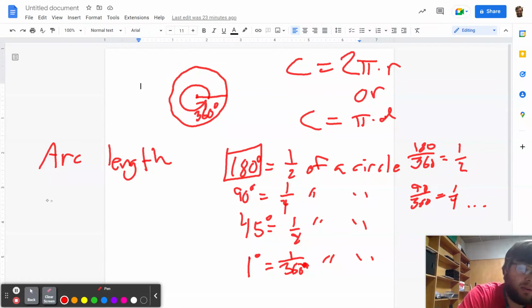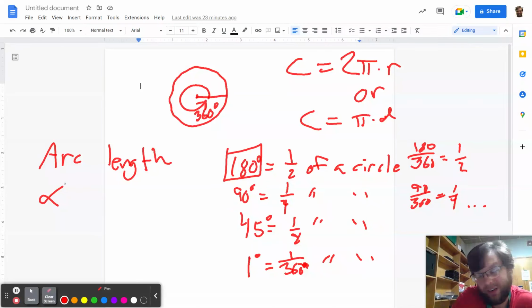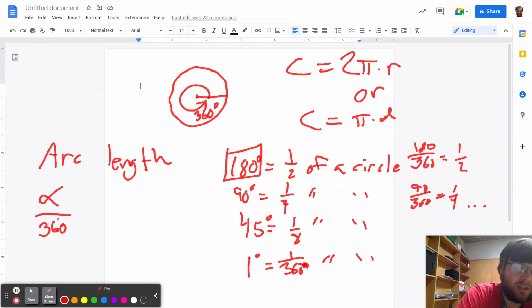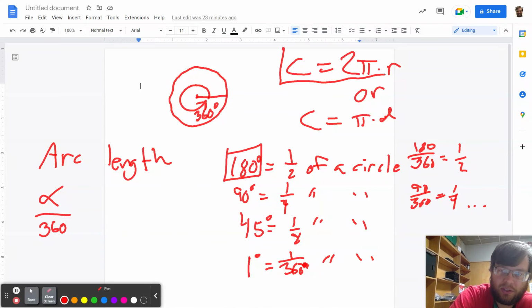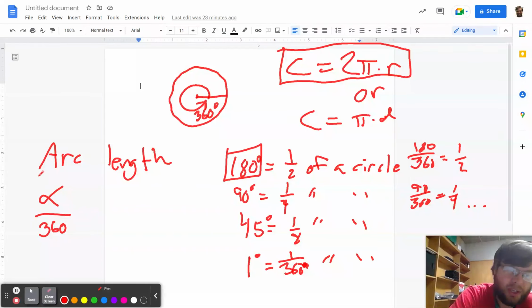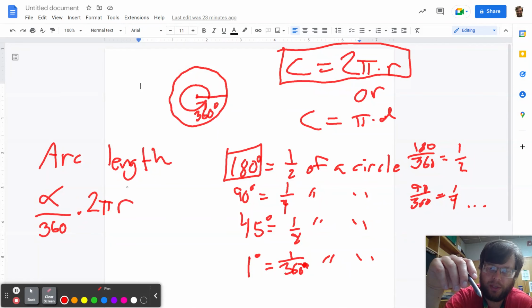So, in general, if you have an angle that is A, or technically it's the letter alpha, which kind of looks like a little fish. This is what the book uses. If you have any angle measure, what you do is you divide it by 360 degrees, and that gives you the fraction of the circle that you're talking about. Well, how do you go from the fraction of the circle to the arc length? That's where we come back to the circumference formula. We take the fraction of the circle and we multiply it by how long it would take to get around the whole circle.